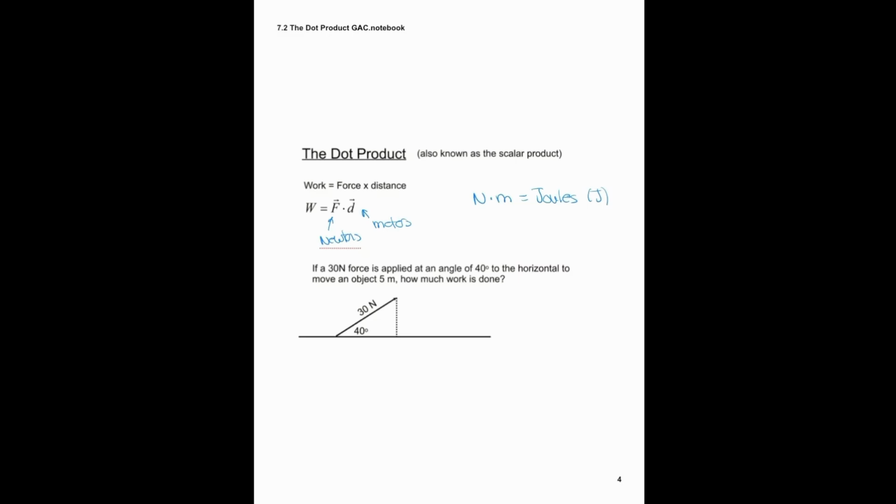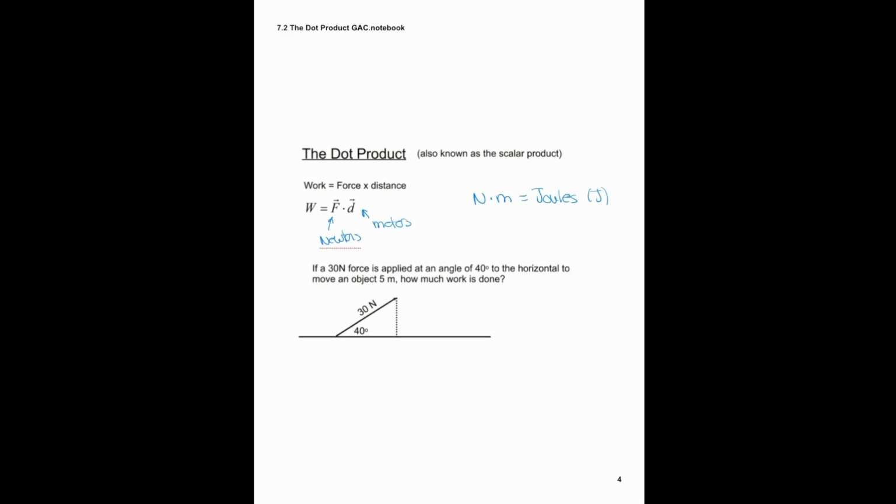So let's try a question. If a 30 newton force is applied at an angle of 40 degrees to the horizontal to move an object 5 meters, how much work is done? Well, I've already given you a bit of a drawing here. It is important to do a drawing just so you know what you're working with, and it can put the question into a bit more context.